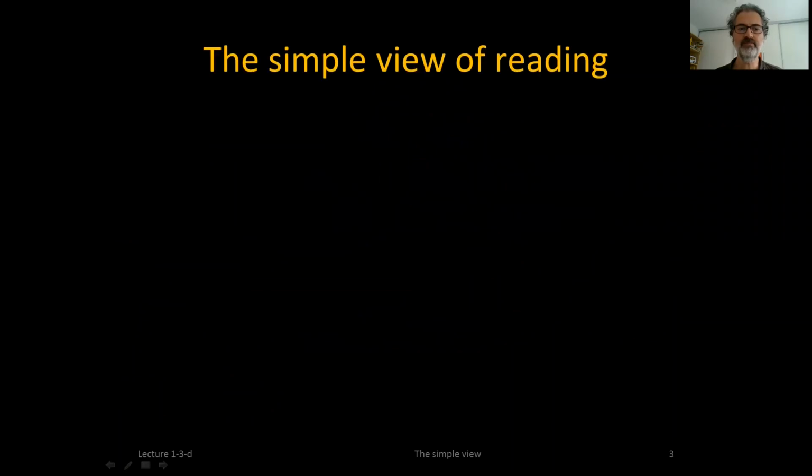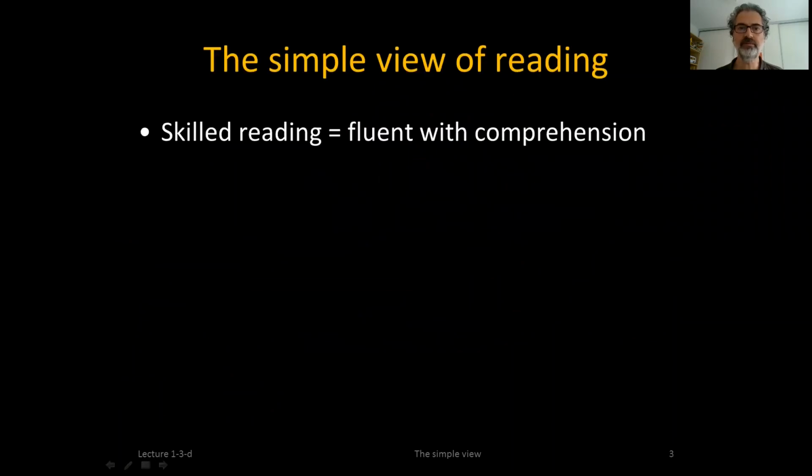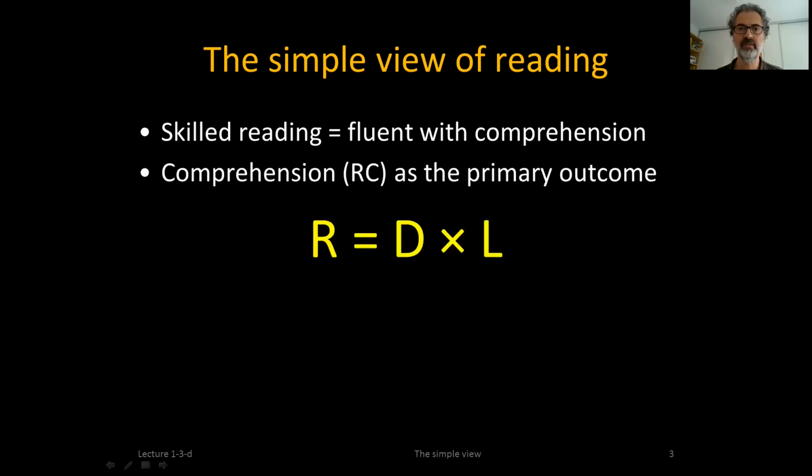In the simple view of reading, skilled reading is taken to be fluent reading with understanding. But of course, everyone agrees that the purpose of reading is to understand. And so for the simple view of reading, the main outcome under consideration is reading comprehension. So in the simple view of reading, reading typically refers to reading comprehension. So this R stands for reading comprehension.